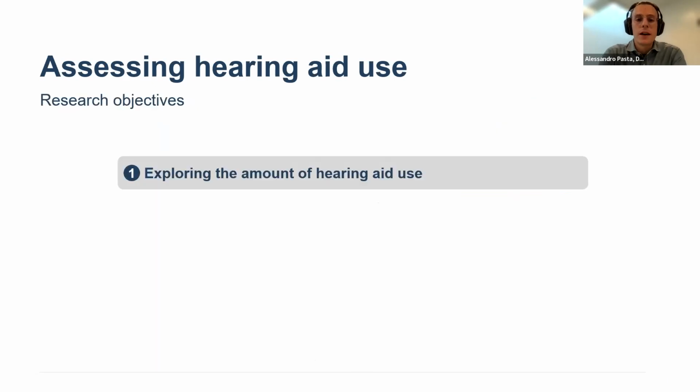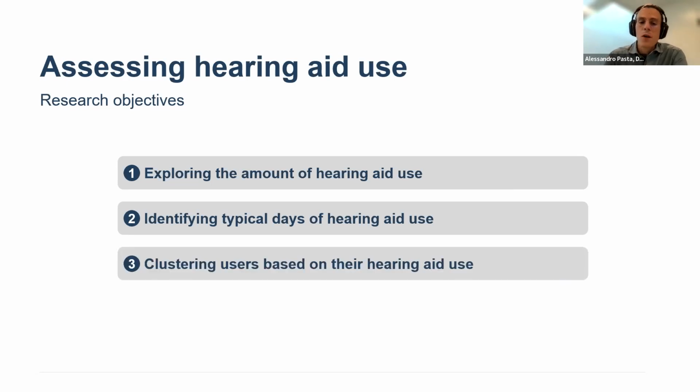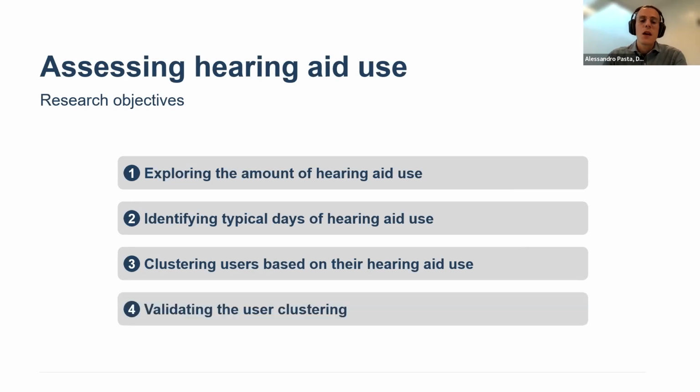In our study, we've firstly been exploring the amount of hearing aid use based on objective data logging. We have then analyzed hourly patterns of hearing aid use in order to identify typical days of hearing aid use. We have then clustered users based on how these users have been using the hearing aids during the duration of the study. And finally, we have validated the user clustering by training a supervised model to predict the user clustering to which a user belongs.